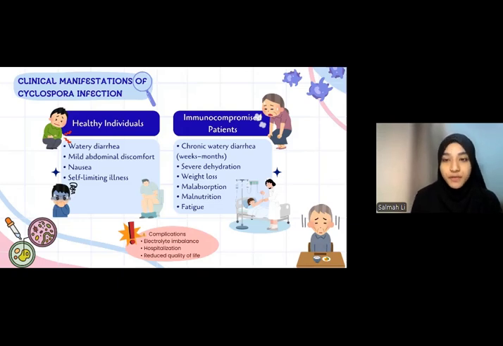much more severe. Patients may experience chronic watery diarrhea lasting for weeks to months, severe dehydration, weight loss, malabsorption, malnutrition, and fatigue. If left untreated, prolonged diarrhea can lead to electrolyte imbalance and may require hospitalization. Therefore, early diagnosis and treatment are especially important in high-risk patients. That's all from me.